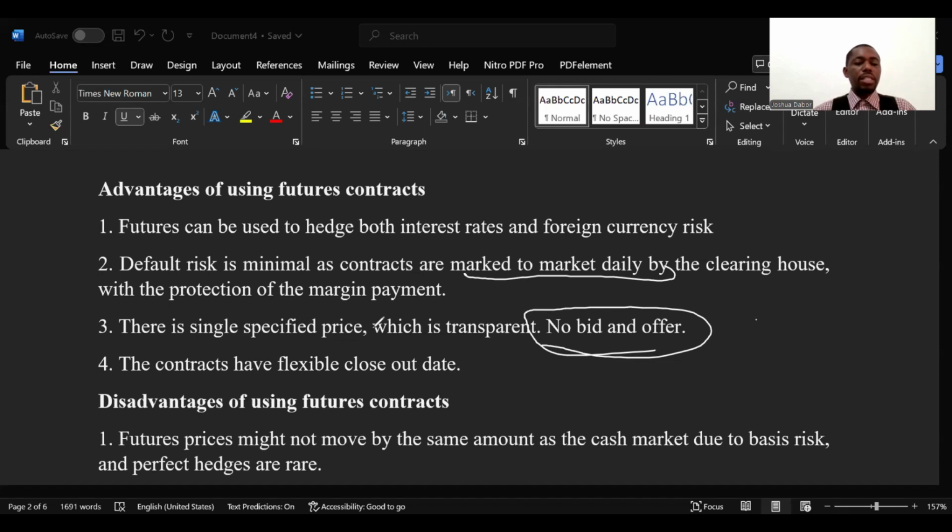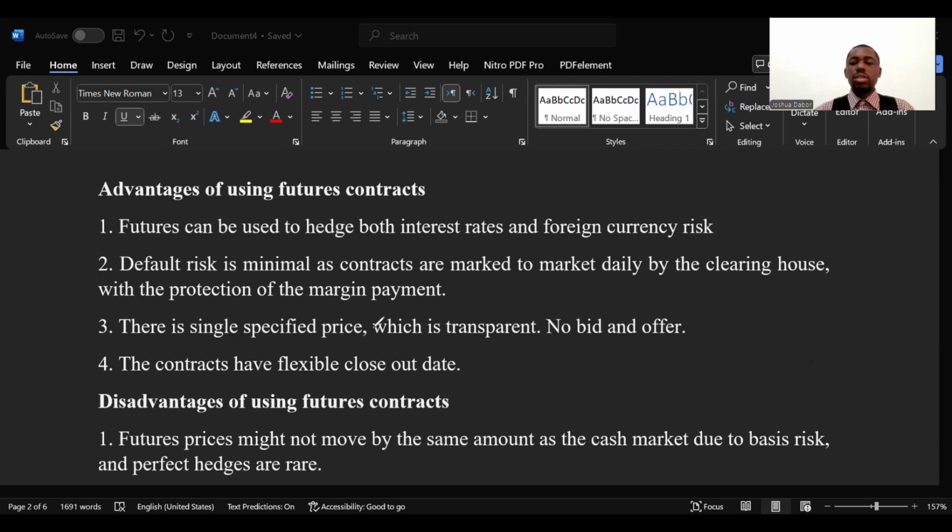Number 4 advantage, the contracts have flexible closing dates. If I have purchased a June contract, for instance, I may close out this contract even before June, maybe by May. I may decide to close out the contract in May, and profit or loss will be realized. So those are some of the advantages of the futures contracts.